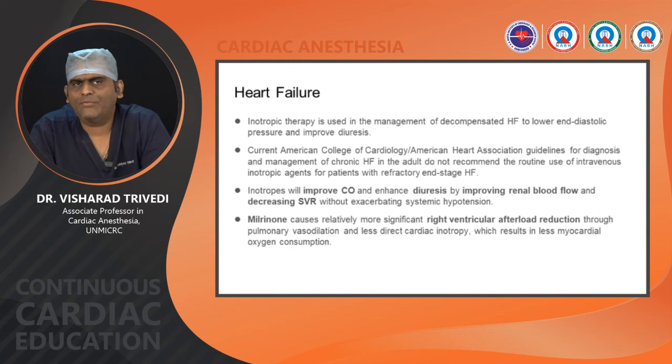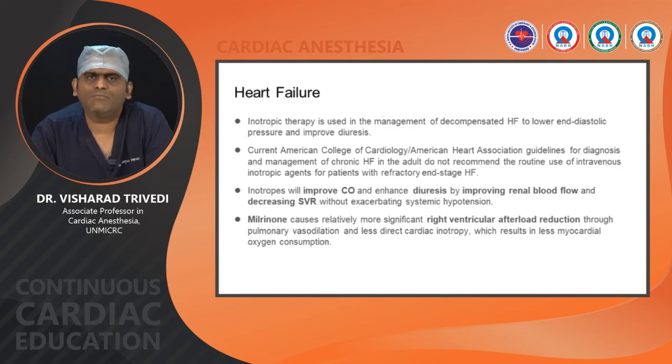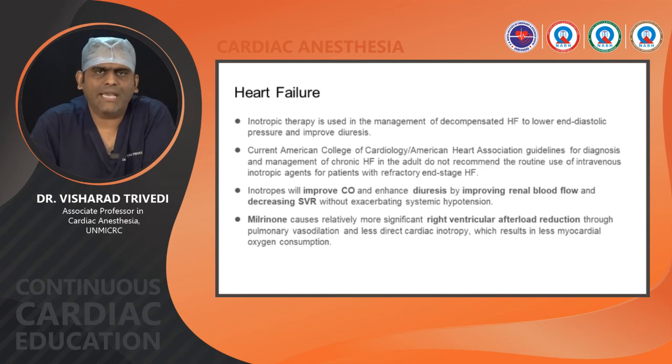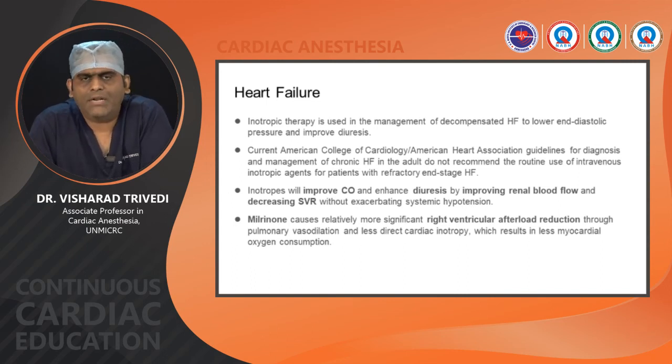All the inotropes will improve cardiac output and enhance diuresis, improve the renal blood flow and decrease the SVR. Milrinone causes relatively more significant right ventricular afterload reduction through pulmonary vasodilation and less direct cardiac inotropy, which results in less myocardial oxygen consumption, so it is mainly used for right ventricular dysfunction. And as we can see, levosimendan is mainly a peripheral vasodilator, so it reduces the SVR more and increases the contractility, so it is mainly used for left ventricular dysfunction.